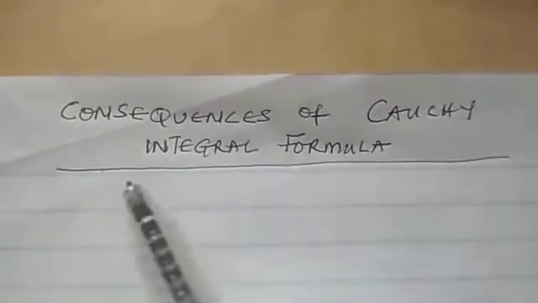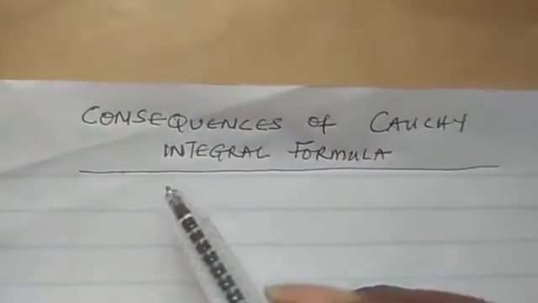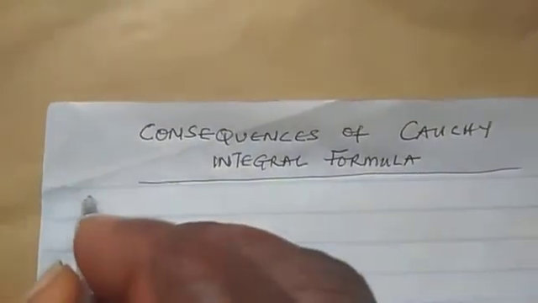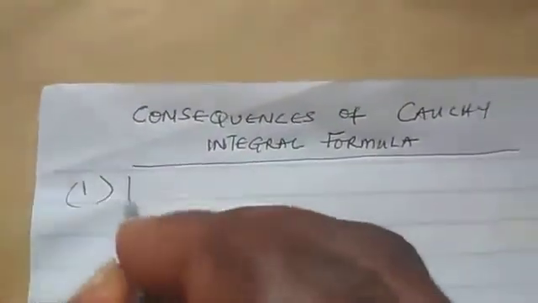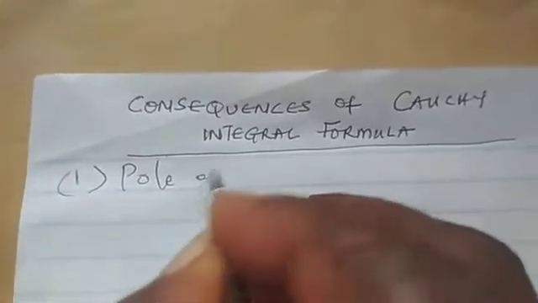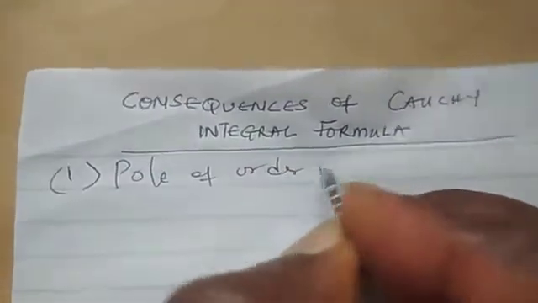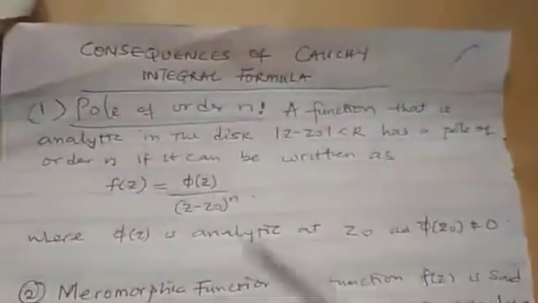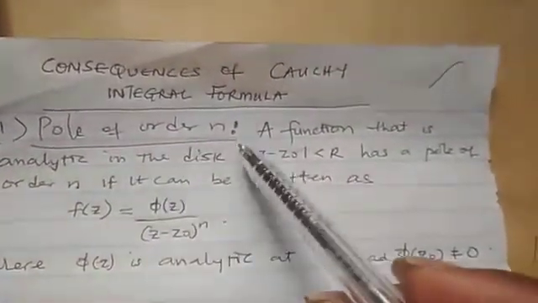Today we shall be discussing consequences of Cauchy integral formula. But before that, let's consider some definitions. Number one, let's consider what we call a pole of order n. The first one is pole of order n.